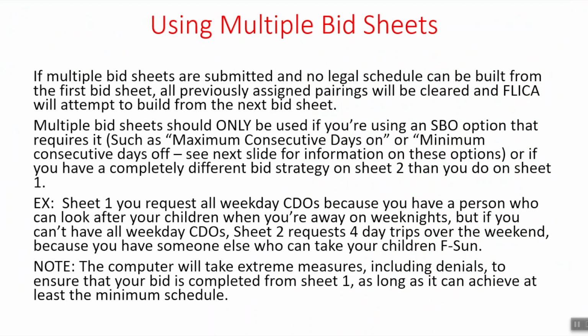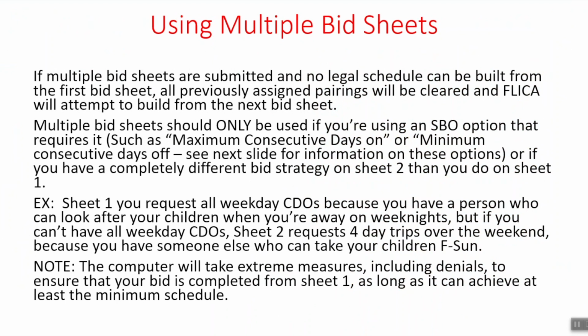If you use more than one bid sheet and it cannot assign your entire schedule from sheet 1, it will wipe out what it tried to give you from sheet 1 and start with a blank bid at the top of sheet 2. This is not a bad strategy if you have a completely different strategy between sheet 1 and sheet 2. For example, sheet 1 you can request all weekday CDOs because you have somebody who can look after your kids when you're away on weeknights.